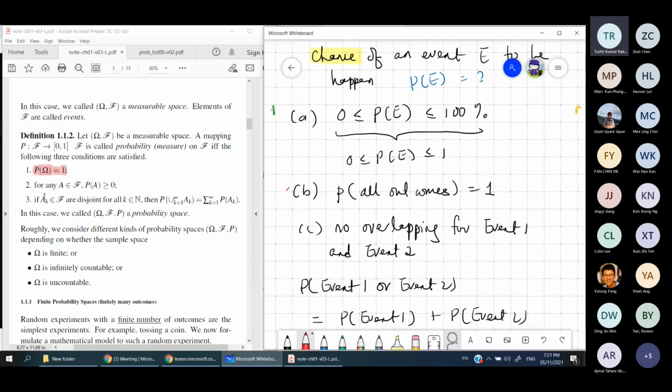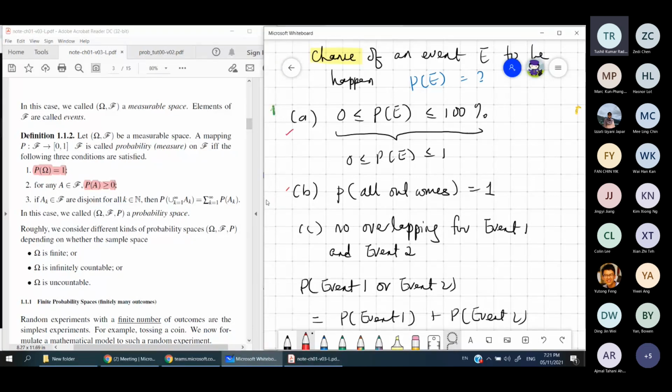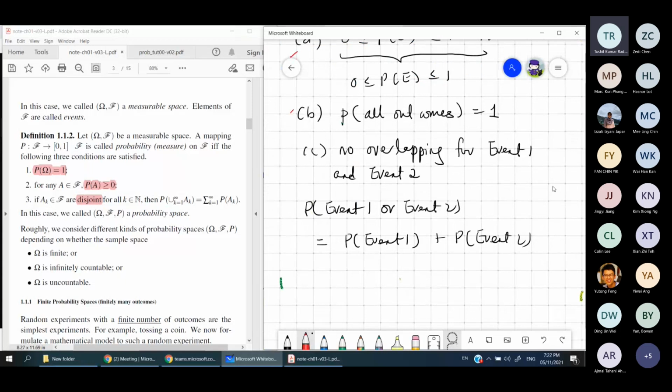And next, for any event A, the probability must be greater than or equal to 0. That will be our features over here. And next, the keyword is disjoint. If the A_k are events and they are disjoint, disjoint means there is no overlapping. What's the meaning of no overlapping? That means no intersections.